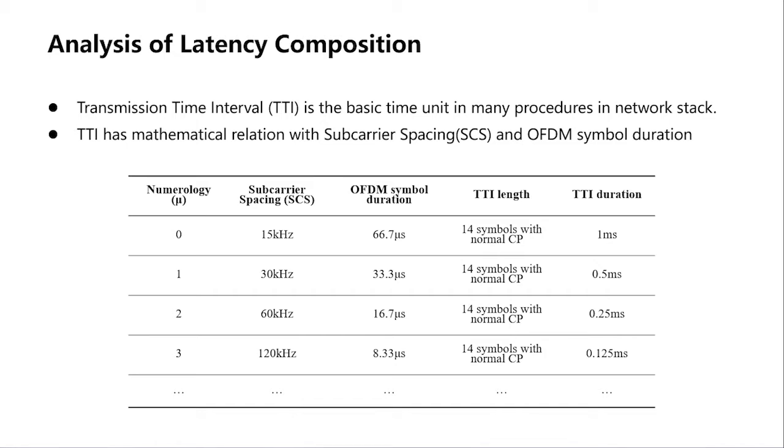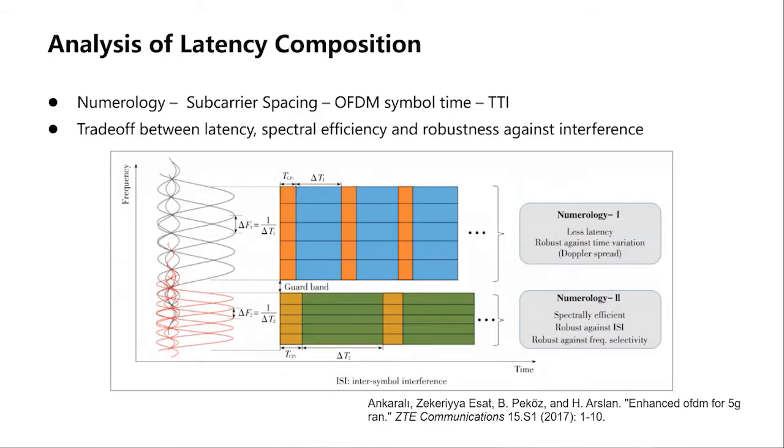The table below shows some combinations of numerology, SCS, the OFDM symbol duration, and TTI. When numerology increases, the frame structure is expanded in the frequency domain and is compressed in the time domain. The figure shows the comparison of different numerologies.